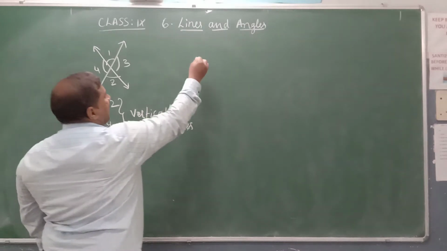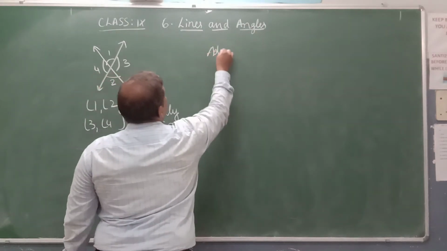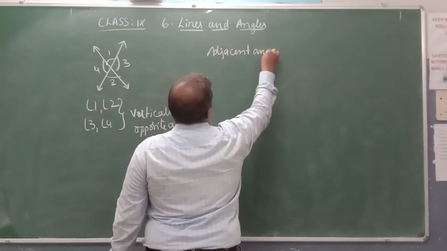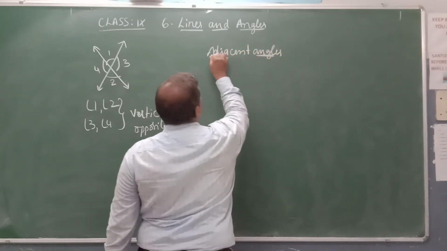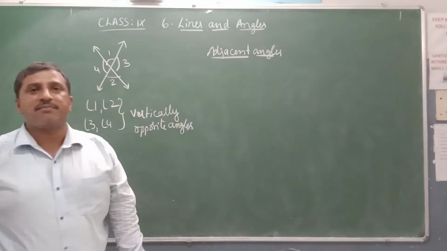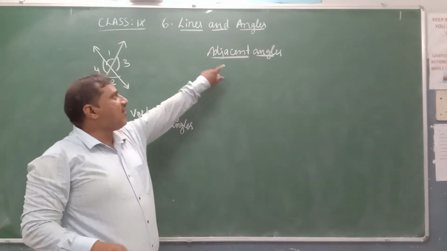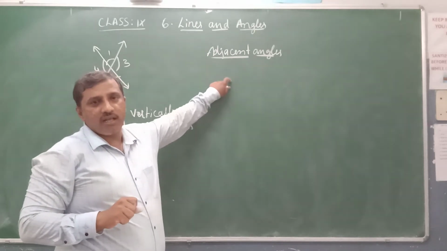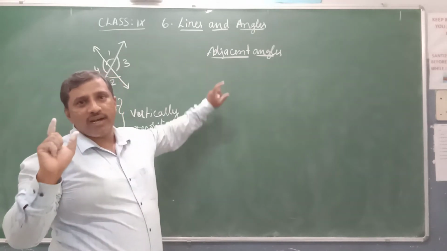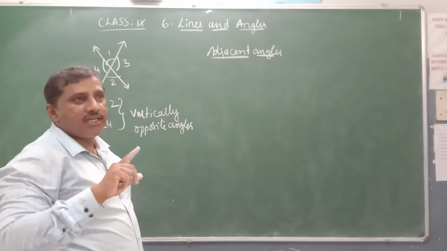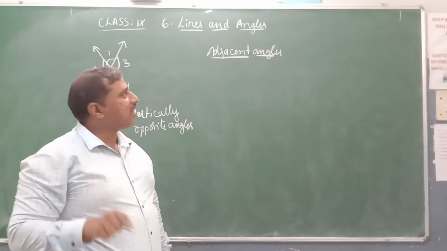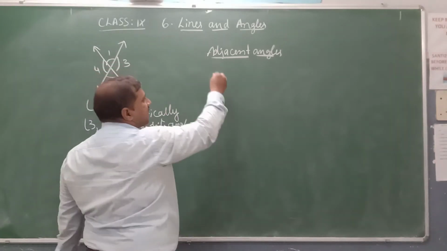Now, adjacent angles. Next we have adjacent angles. So what are adjacent angles? The word adjacent means side by side. So a pair of angles which have one common endpoint and one ray common, such a pair of angles are known as adjacent angles.